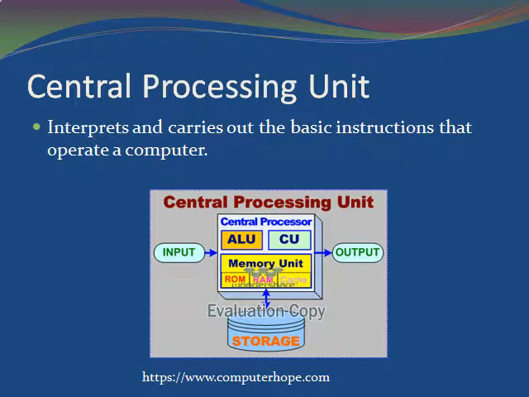The central processing unit, CPU, interprets and carries out basic instructions that operate a computer. The CPU, also called the processor or microprocessor, manages most of a computer's operation. Most of the devices that connect to a computer, such as monitor, keyboard, mouse, printer, scanner, and digital camera, communicate with the CPU to carry out task functions.